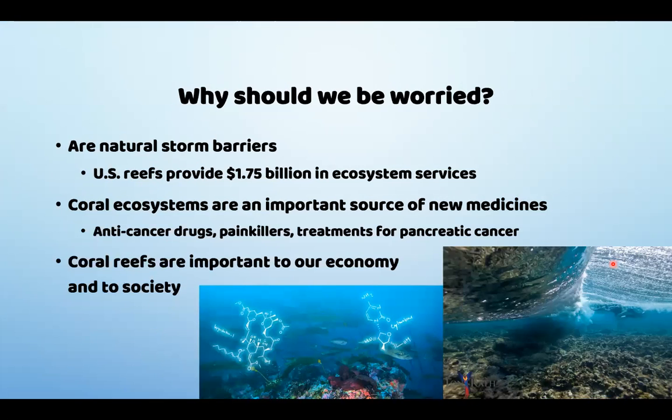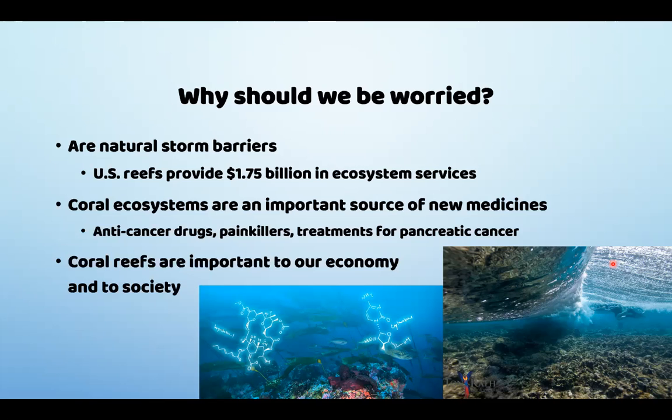Coral reefs are also natural storm barriers. They are breakwaters which buffer shorelines from waves and storms. Their rough surfaces and 3D complex structures dissipate the force of incoming waves, which helps prevent flooding, erosion, things like property damage, and of course, loss of life. The U.S. reefs provide about $1.75 billion in ecosystem services, which includes anything from protection from storm surges and destructive waves, employment, and fisheries activities.